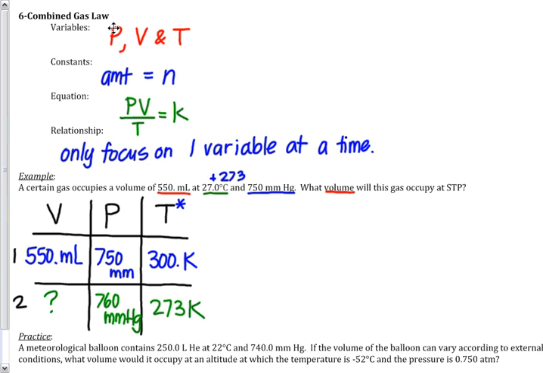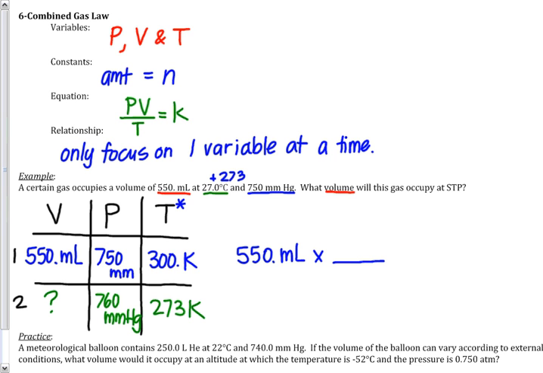So we want to know what's happening to volume. In order to find this answer, you're going to do the same kind of math you've been doing. This time, however, instead of multiplying by one fraction, you're going to multiply by 2. But I always want you to focus on just one fraction at a time. It doesn't matter which one you do first. So if you look at the volume, that's the one you're going to change. Look at pressure. Pressure is going from 750 up to 760.